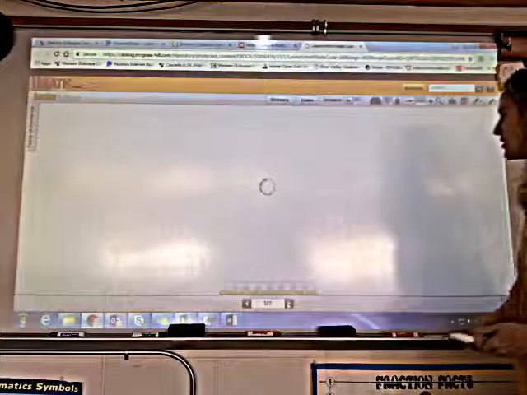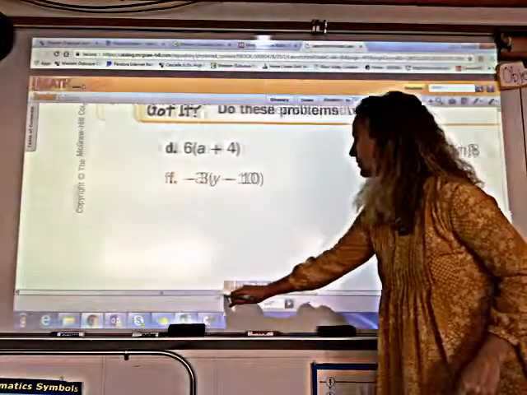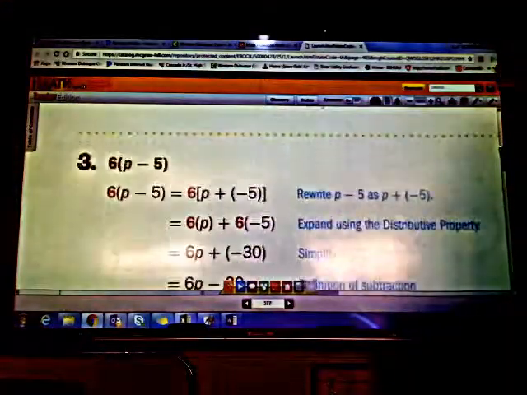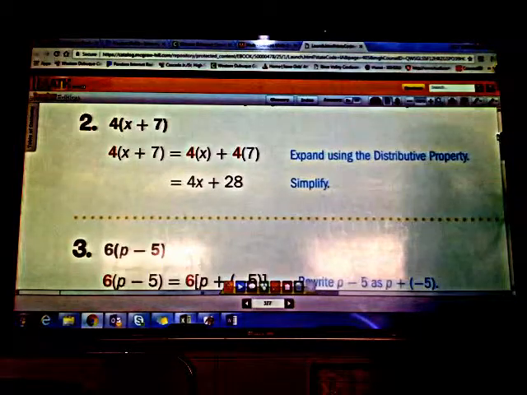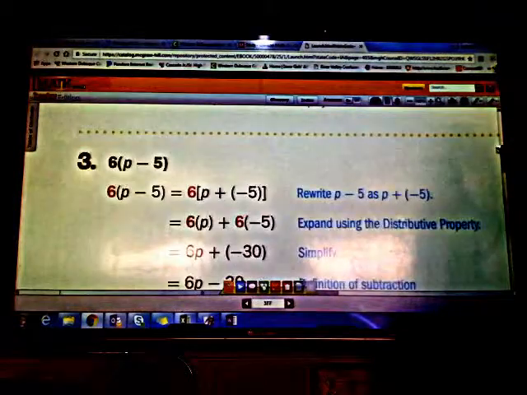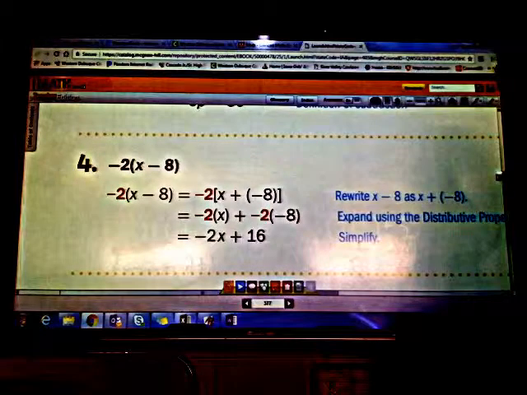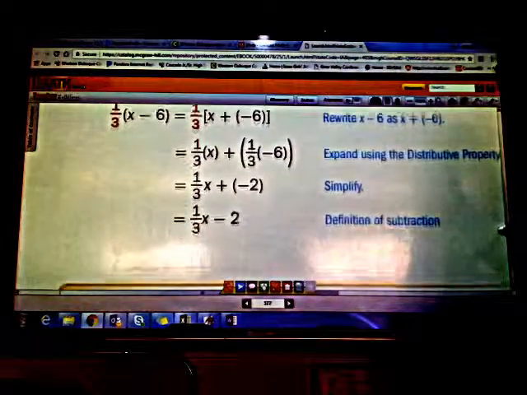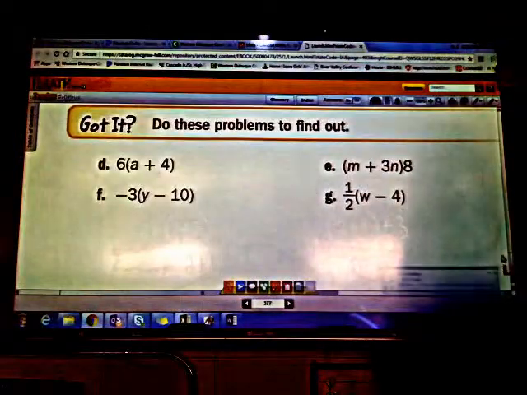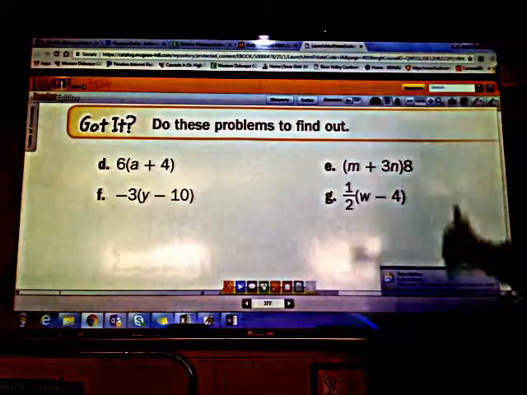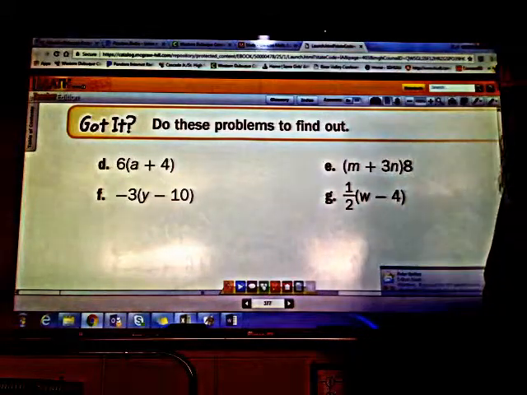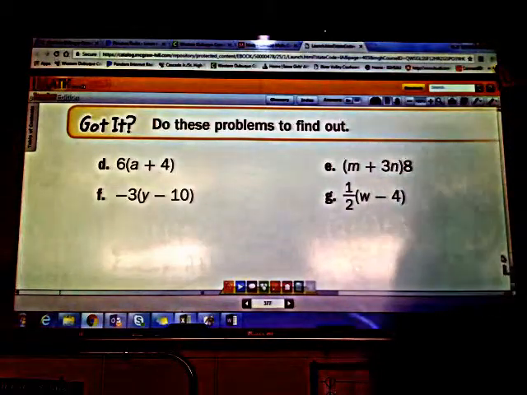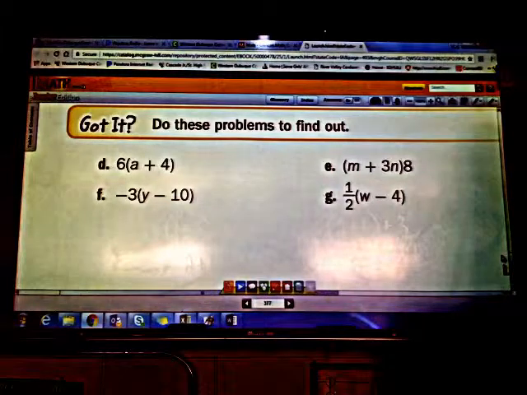Let's go ahead and move on to page 377. You're going to notice on this page we're going to continue rewriting expressions. You can take some time right now to look at example 2, example 3, example 4, and example 5 and 6, where 6 is with a fraction. I'm going to go down to the bottom. What I would like you to do after you've looked at those examples above is to pause your video, take a minute, and complete Got It problems D, E, F, and G, and then we'll come back and take a look at how to solve those.